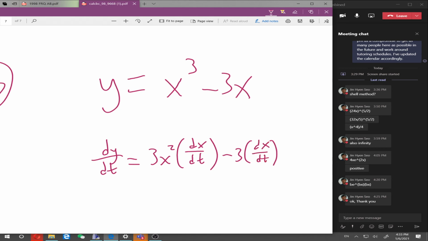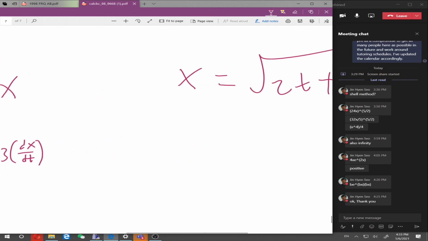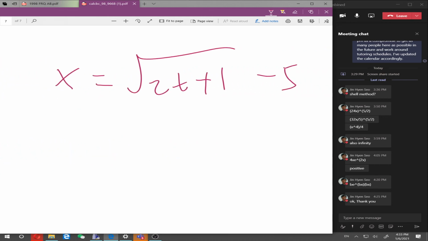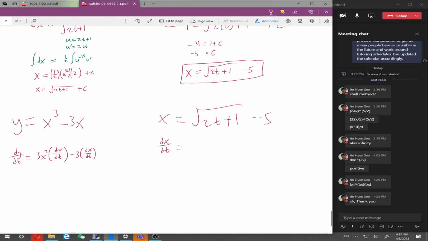Dx over dt. Okay, so that means I need to know what dx over dt is before I can know what dy over dt is. So I'm going to jump over to the other side. Kyle, over to you. If I want to find dx over dt, what's going to happen? Same thing as. So I know that if we simplify it, it's dx over dt times 3x squared minus 3. So we divide 3x squared minus 3 from both sides. Hold on, sorry. 3x squared.